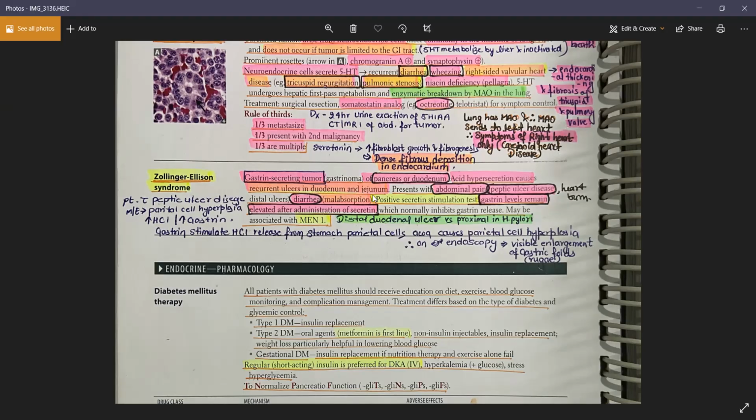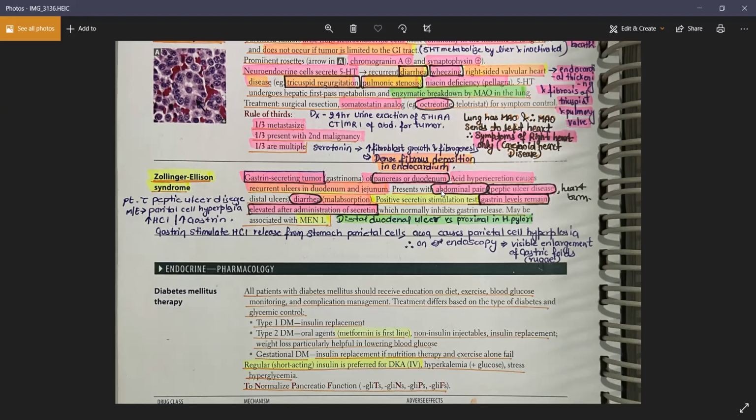But in case of Zollinger-Ellison syndrome, you always have the ulcers in the distal 2/3 of the duodenum or the jejunum. Okay, so whenever you encounter a patient who is having ulcers in the distal duodenum, it is always 100% of the time going to be a case of Zollinger-Ellison syndrome in Step 1. Okay, and whenever you have proximal ulcers, that means it is a normal ulcer because of H. pylori.